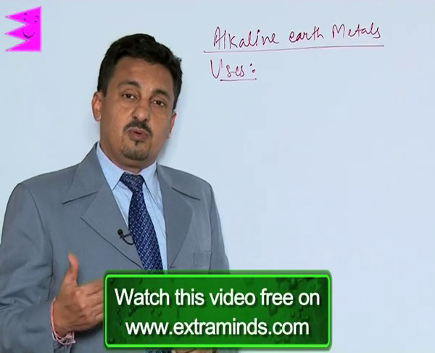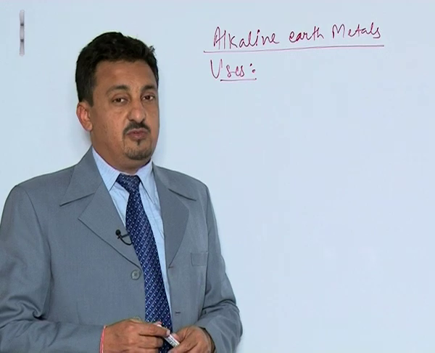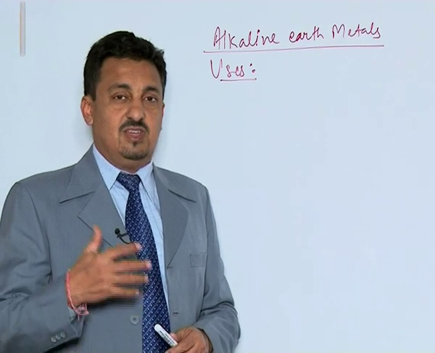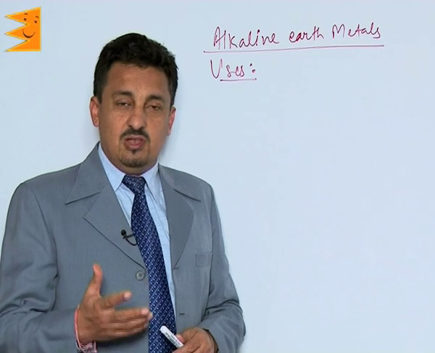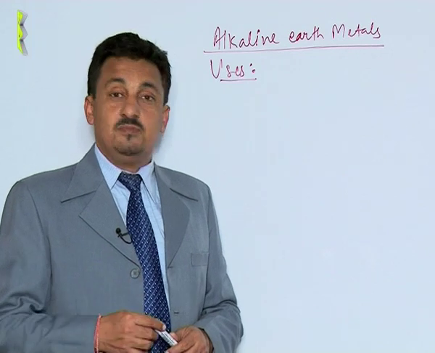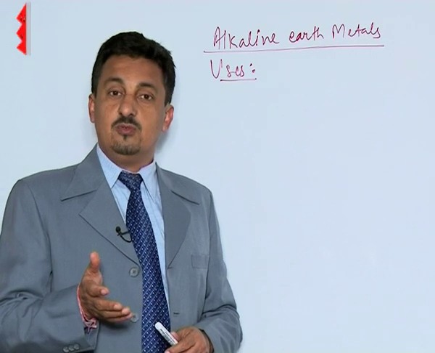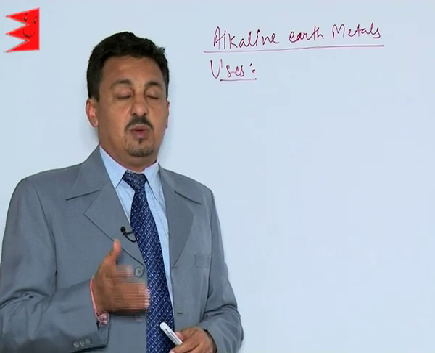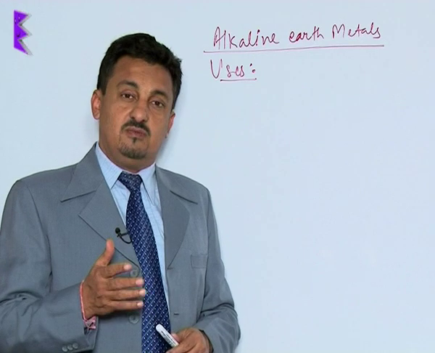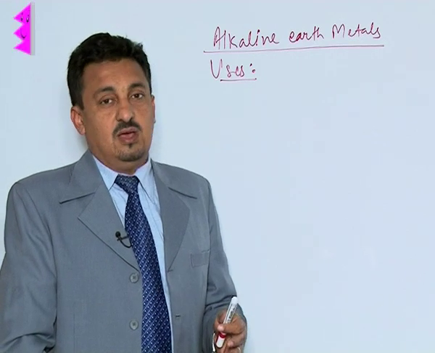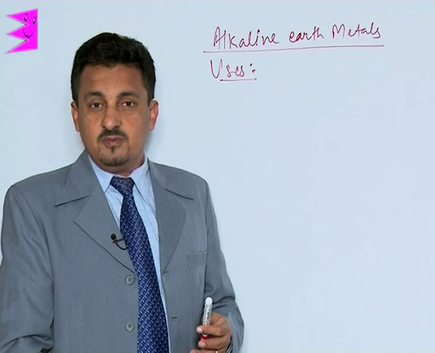Then let us move to calcium. Calcium in the form of its oxide is also used as a refractory material. It can withstand very high temperatures. Also, calcium and barium, due to their tendency to combine with nitrogen and oxygen at very high temperatures, are used in the preparation of vacuums.